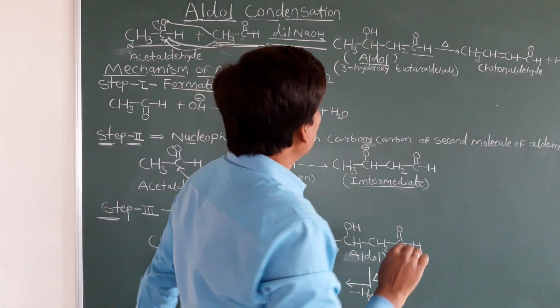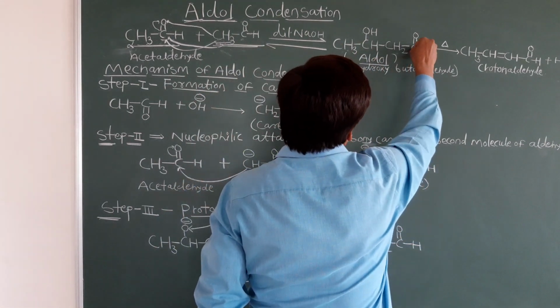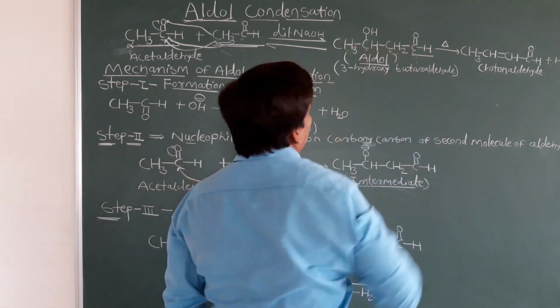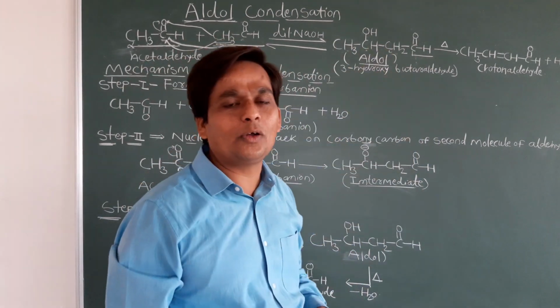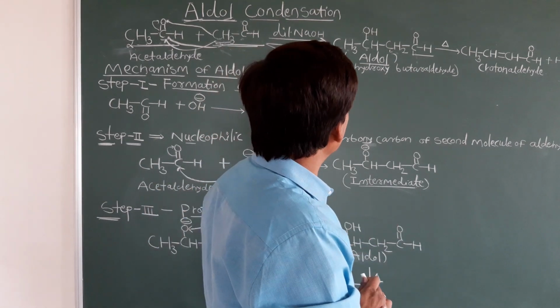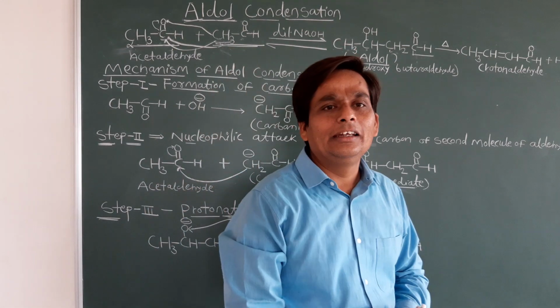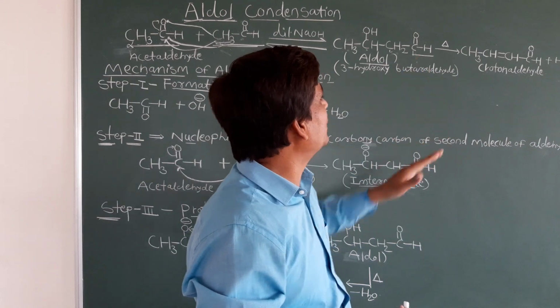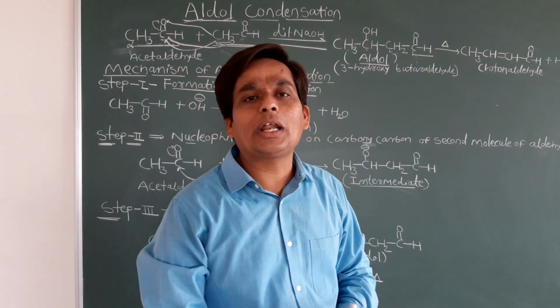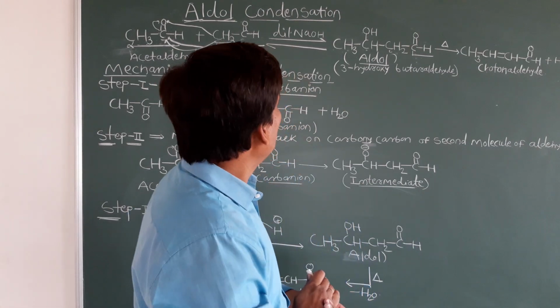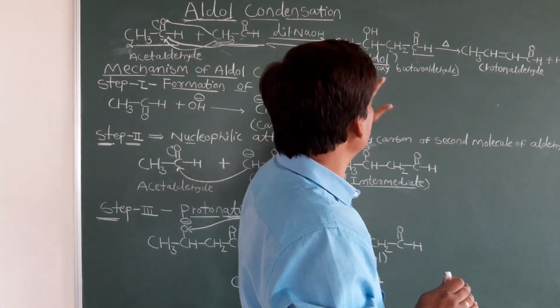Now, what is the IUPAC name? We give the numbering from here: 1, 2, 3, 4. Four carbons means butane, and in that butane the third carbon carries a hydroxy group. So we can say it is 3-hydroxybutanal, or by the common name, 3-hydroxybutyraldehyde. Okay students, have you understood up to this?